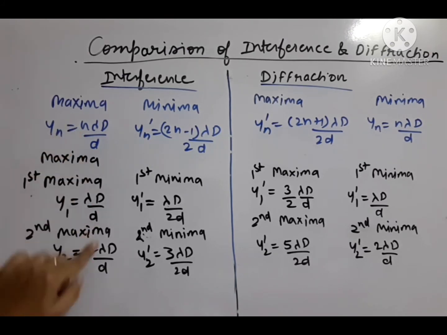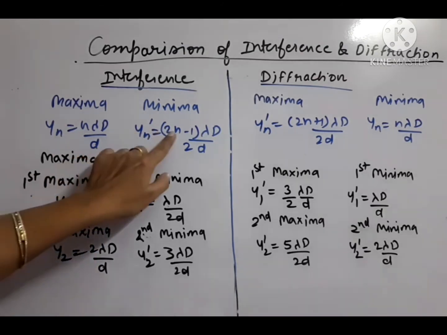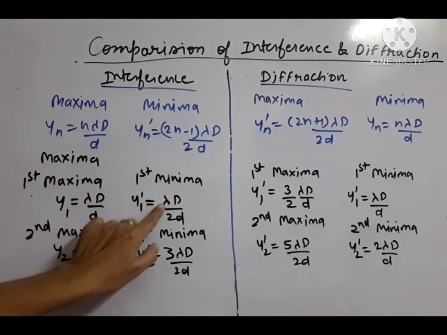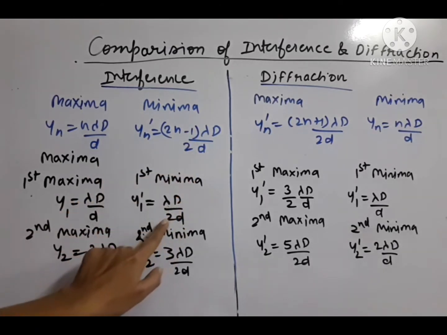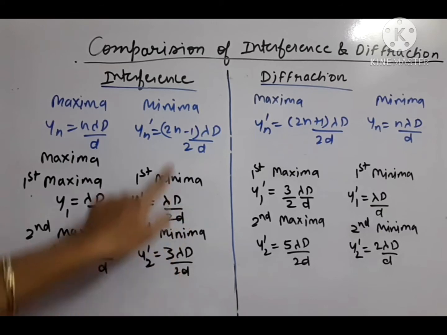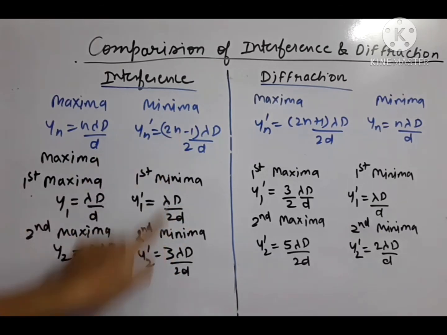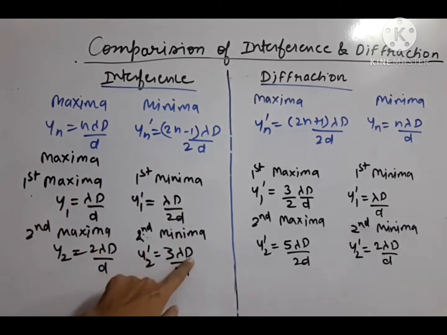If second maxima is asked, put 2. Here also, if first minima is asked, put n equal to 1. So 2 ones are 2, minus 1, so lambda d by 2d is the first minima. Second minima, put n equal to 2. So 2 twos are 4, minus 1, 3.